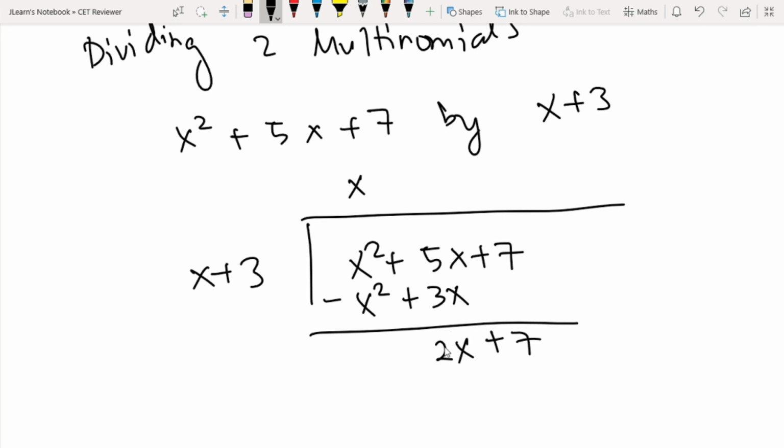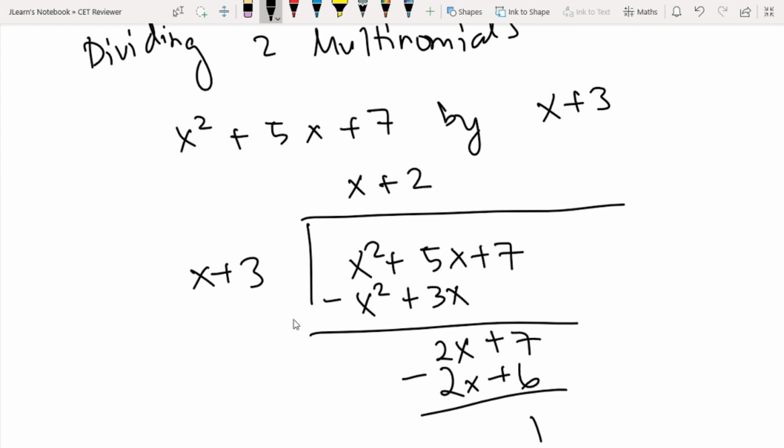Tama? So, kung titignan mo lang yung first term, so 2x. So, ano dapat multiply ko sa x plus 3 para makakuha ko ng 2x na coefficient? So, that is plus 2. Tama? So, plus 2 times x plus 3. So, you get 2x plus 6. And then again, you subtract. So, mag-cancel yung 2x. Then 7 minus 6, that will be 1.